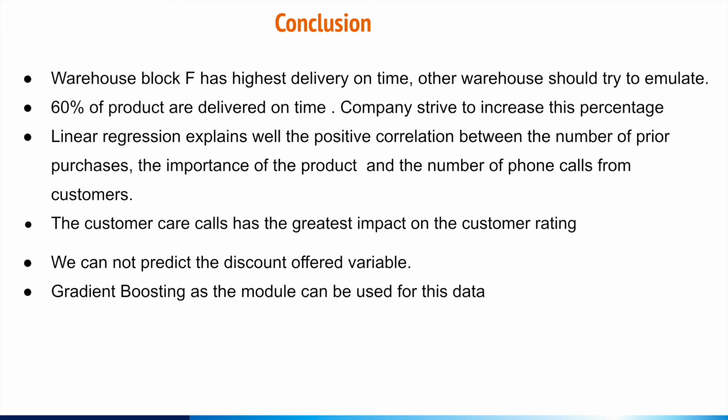And for conclusion, warehouse block F has the highest delivery on time, and 60% of the products are delivered on time, and the company should try to increase this percentage. After applying the linear regression, we can see a positive correlation between the number of prior purchases, the importance of products, and the number of phone calls from the customer, and the customer care calls had the highest impact on the customer rating. We can see this in the nonlinear regression model. And again, we do believe we cannot predict the car offer variable, and we think other models can be used for this data.